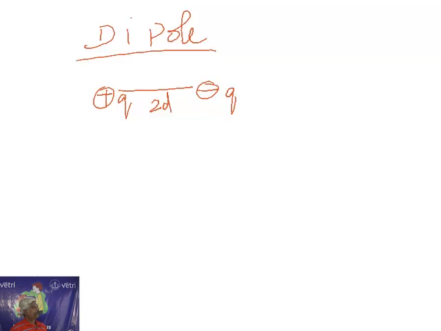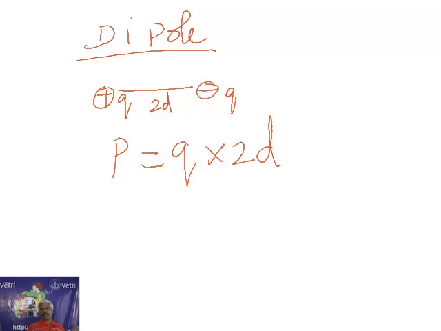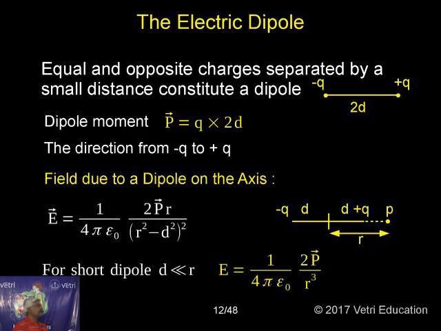This is a dipole. What is the dipole moment? The dipole moment can be calculated as the product of any one of the charges, this is also Q, this is also Q, into the distance. Take any one of the charges into the distance, Q into 2D. It is the product of any one of the charges and the distance between them that gives the dipole moment. The formula for dipole moment: P is equal to Q into 2D. Dipole moment is a vector quantity, whereas charge is a scalar quantity. Dipole moment P is equal to Q into 2D, and its direction is from minus Q to plus Q.